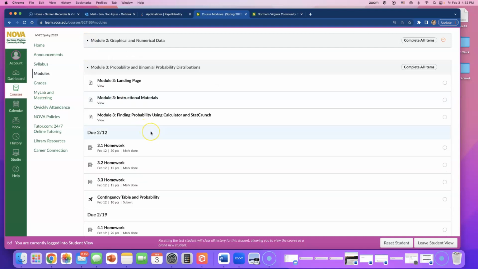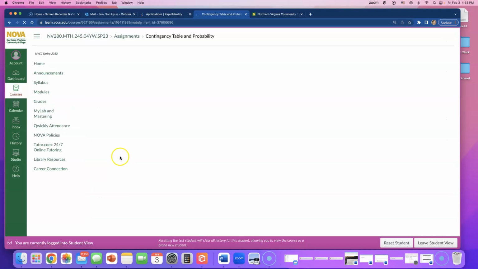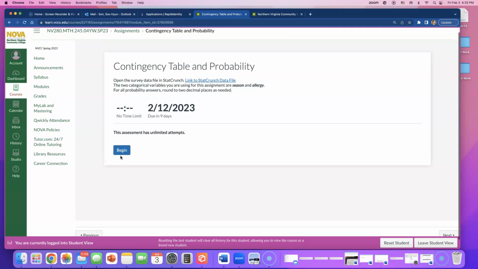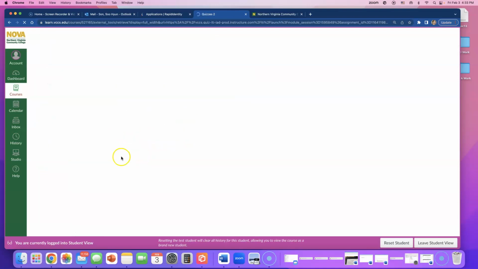I want to make a quick video on this assignment called Contingency Table and Probability, which is a Canvas quiz that you will do using the data set from our survey. You have unlimited attempts on this, and it looks like this. Okay, looks just like this.